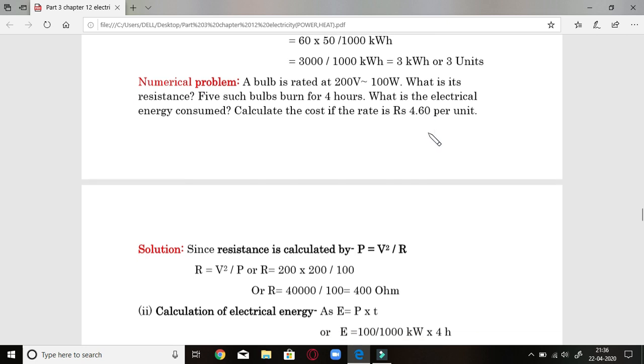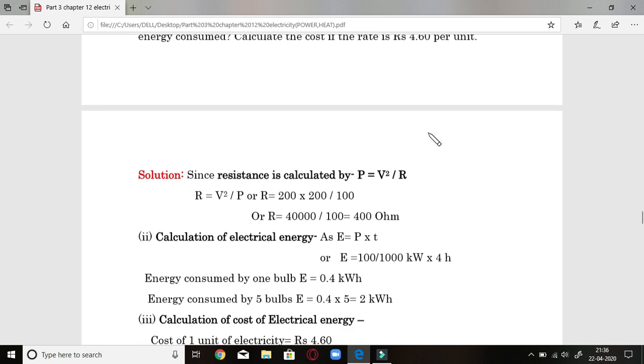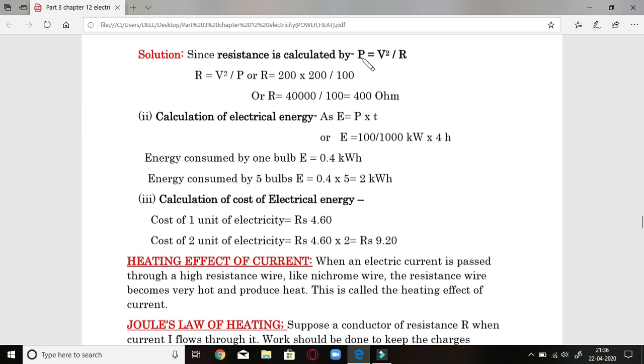Let us find out one after the other. Since resistance is calculated by the formula P is equal to V square by R, R will be equal to V square by P. So R is equal to voltage squared divided by power. When we calculated, resistance is equal to 40,000 upon 100, that is 400 ohm. Now the second part is, let us calculate electrical energy.